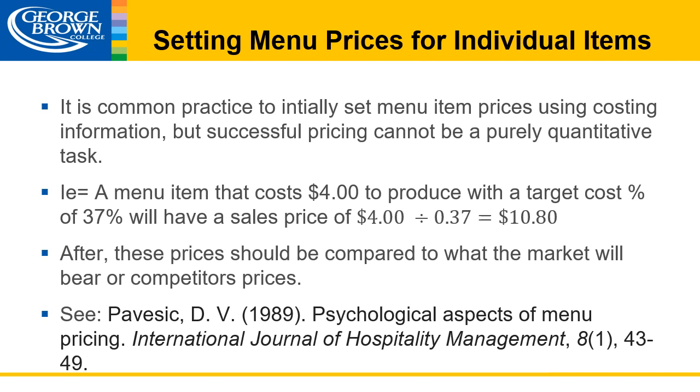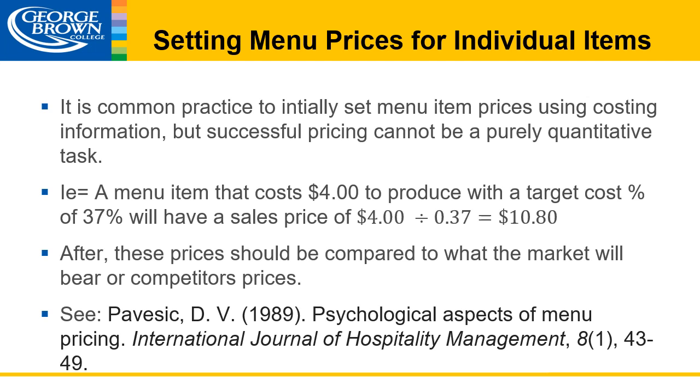So here is where we're going to go over a quick example of setting menu prices initially for individual products, or individual dishes. It is common in our industry to initially set menu prices using costing information. However, we cannot use this alone. Successful pricing is not based purely on quantitative information, but also qualitative information such as consumer behavior and competitive forces.